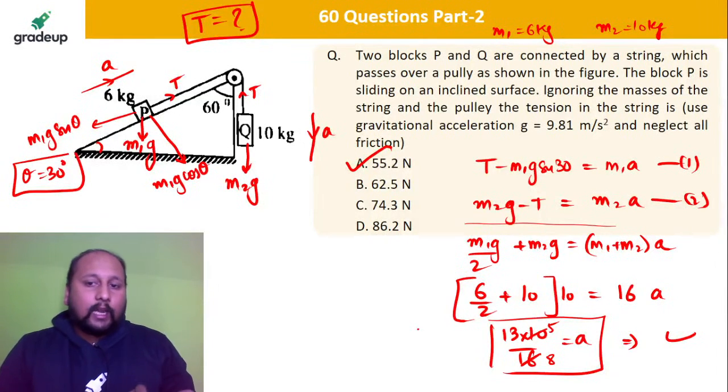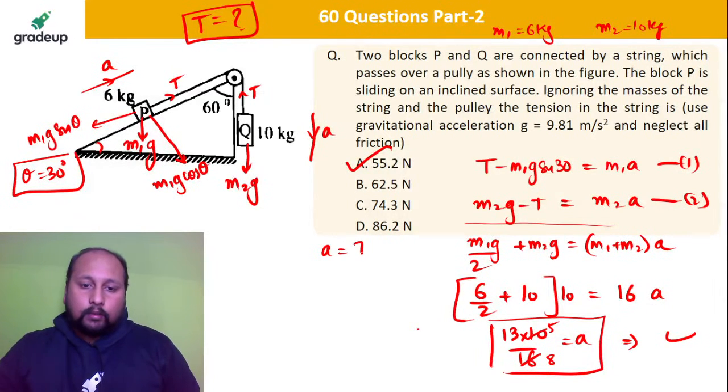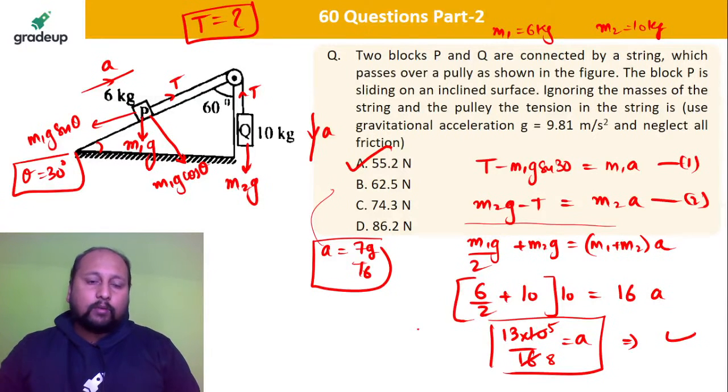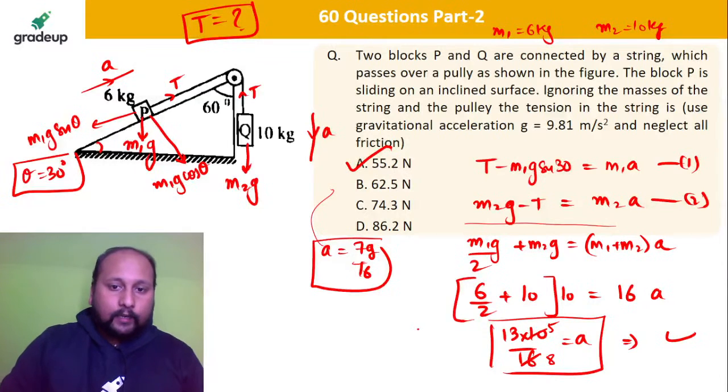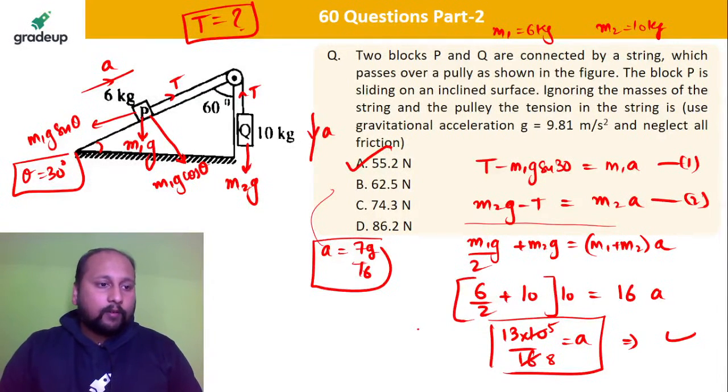First of all, calculate the acceleration. Okay, get the value of A. Approximately if I say A will be 7G by 16. Approximately this is the value of A. Put this value and you'll be getting the value of tension T. Okay, perfect. Only the numerical portion I have left out with you. So do solve this problem. Okay, next question.